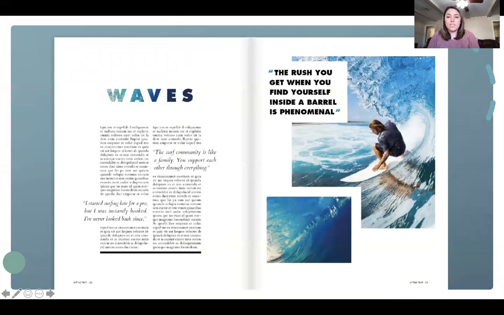So I want to give you a few examples of good usage of white space. As you can see here, they left a lot of good space around the story and around these pull quotes, especially this one. And even the images don't take up the entire page. And they even left a gap here between this image and this image.